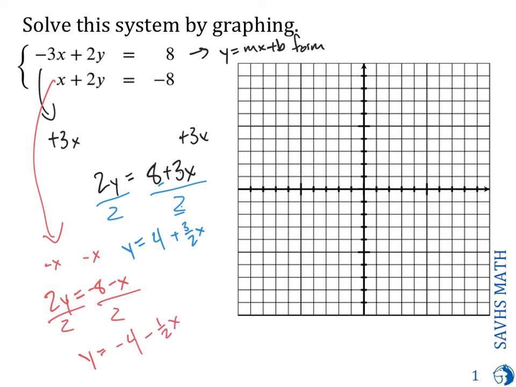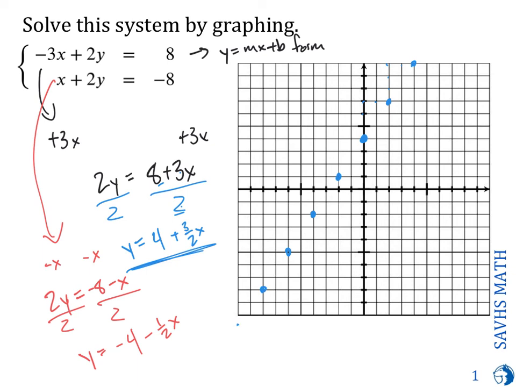All right, so then I need to graph these two lines. I'm going to start with the blue one. So my y-intercept is 4. My slope is 3 over 2, so 1, 2, 3, 1, 2. And then I can follow that pattern back this way also. Right there, and right there, and right there.